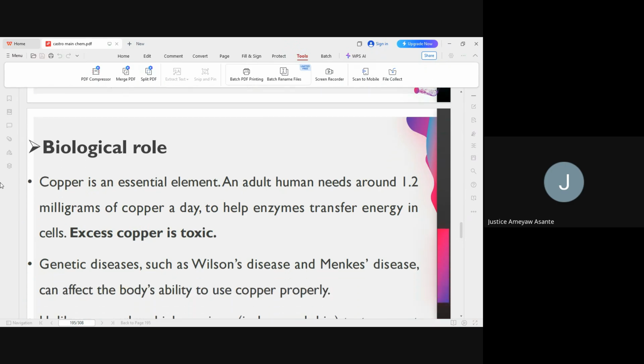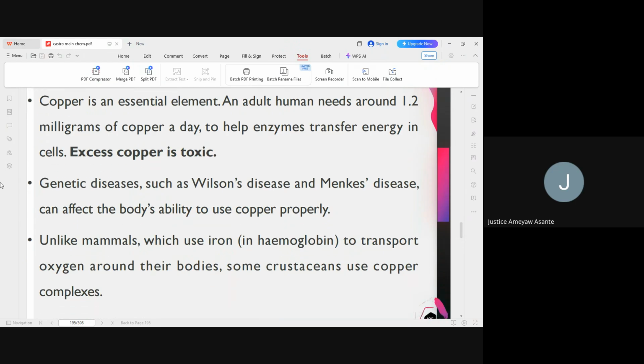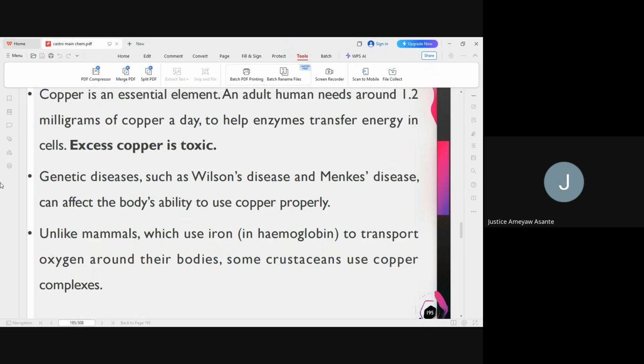Biological role. Copper is very essential to humans. In adults, a human needs about 1.2 milligrams of copper a day. And what is the function? It is going to help enzymes transfer energy in the cell. By excess, we can cause it.